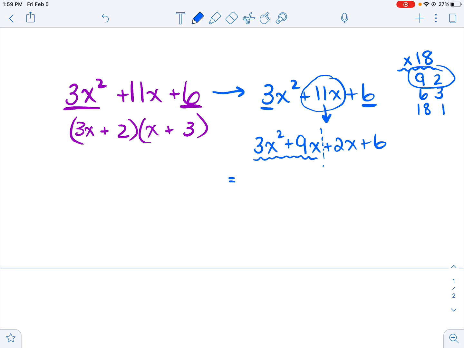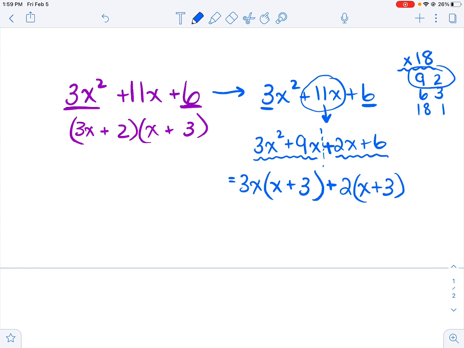So what can I divide 3x squared and 9x by? I can divide them by 3x. And now I'm just dividing each term by 3x. So what do I have left from the first term? Just an x. What do I have left from the second term? 9x divided by 3x would be 3. Okay, then you're moving on to the next group. I am going to use a plus here. And I see that 2x and 6 are divisible by 2. So 2x divided by 2 will be just x, and 6 divided by 2 will be 3.